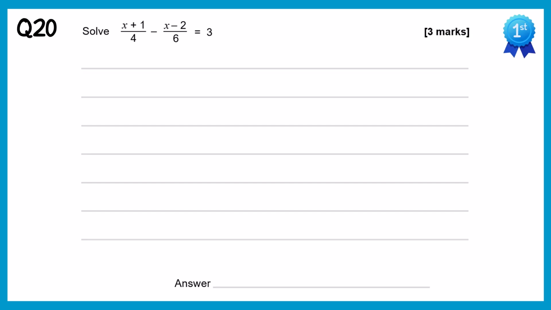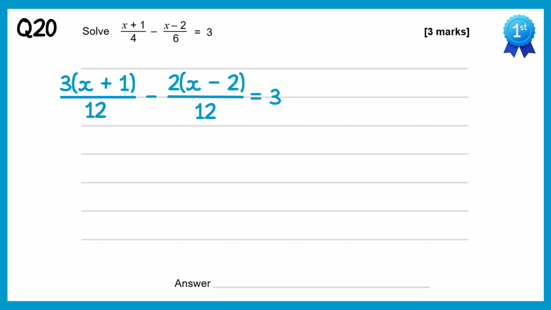In this question, we're going to solve an equation with algebraic fractions. We're going to combine the two fractions together by finding a common denominator first. The lowest common multiple of 4 and 6 is 12, so we're going to rewrite both of these fractions as something over 12. To get from 4 to 12, you multiply by 3, so we need to multiply x plus 1 by 3. To get from 6 to 12, you multiply by 2, so we'll multiply x minus 2 by 2. And this equals 3.